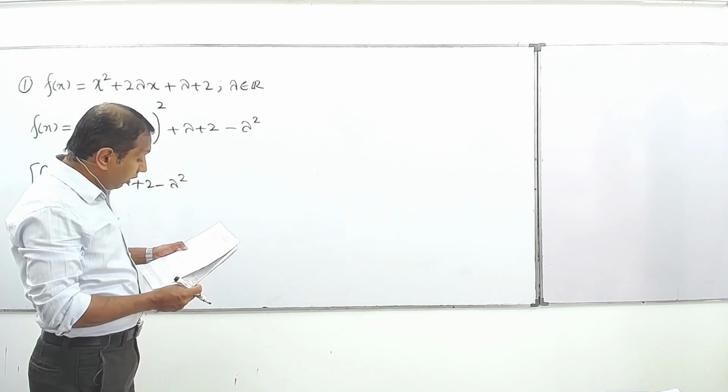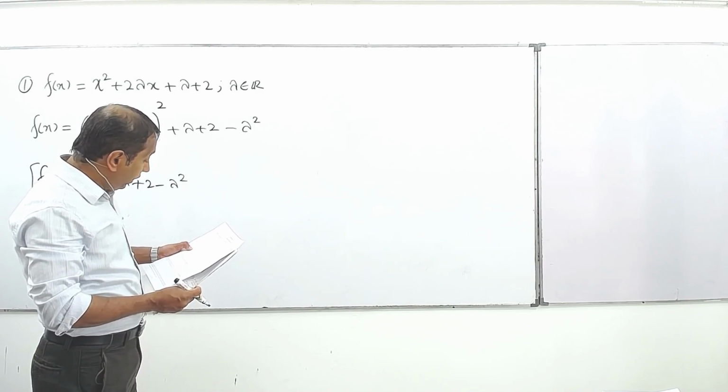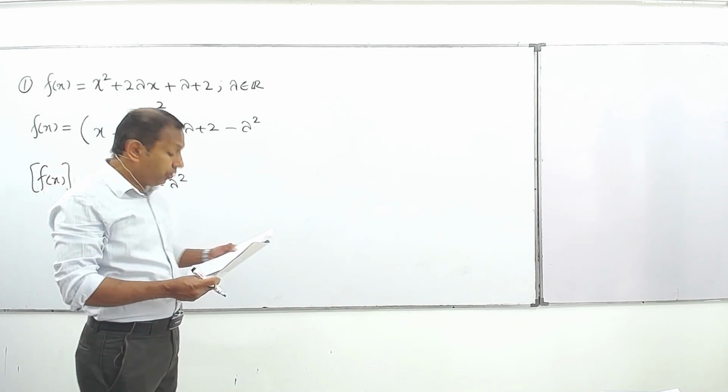Now f(x) minimum is this, minus lambda squared plus lambda plus 2. Hence find the range of lambda for f(x) to have distinct real roots.